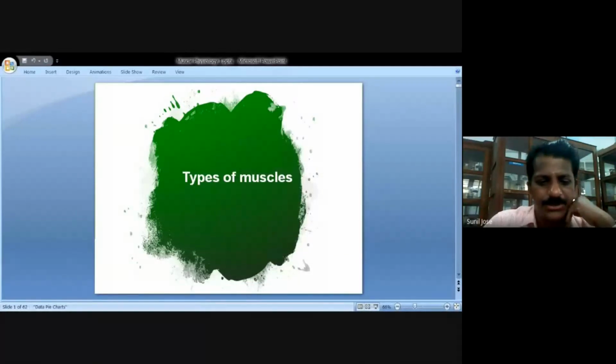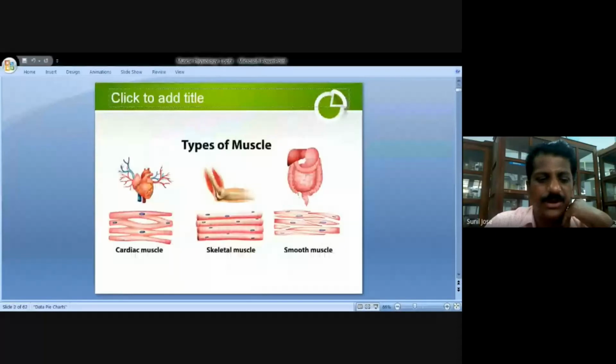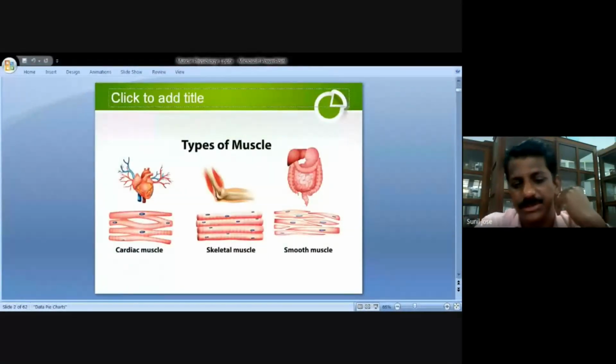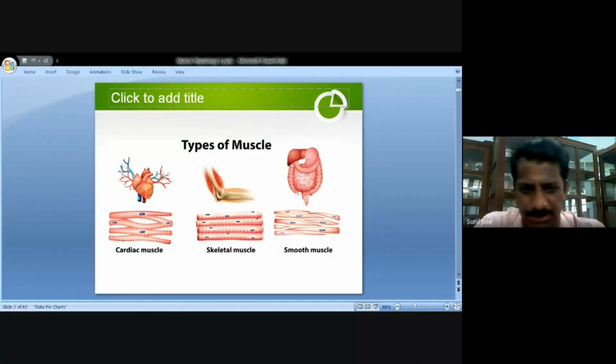Going to the types of muscles, there are basically three different types of muscles. They are cardiac muscle, skeletal muscle, and smooth muscle. And we have to study the structural details of these three different types of muscle.